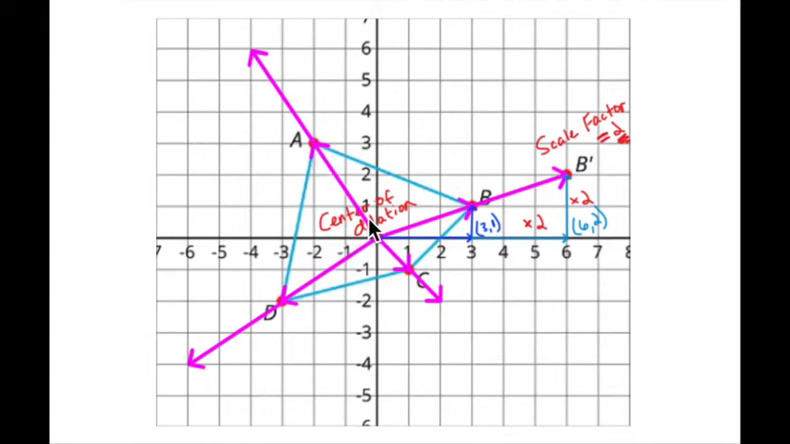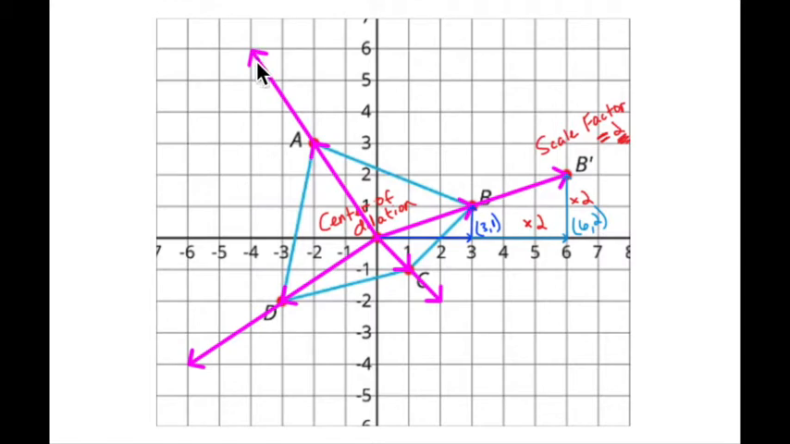So let's look at A. The x value for A is negative 2. So the x value for A prime, or the dilated image of A, is going to be 2 times negative 2, which is negative 4. So this is nice practice of multiplying a positive value times a negative value. 2 times this negative 2 gets you out to negative 4. And the y coordinate was positive 3. So 2 times 3 gets you up to 6.